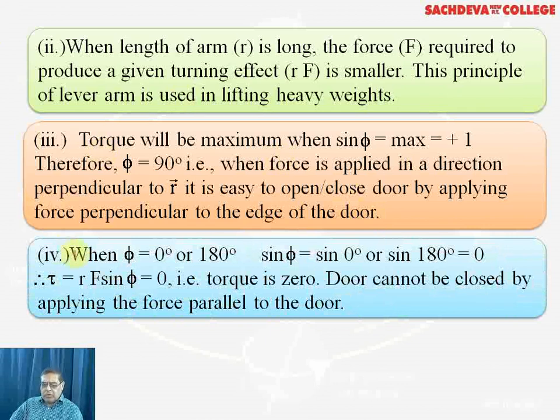Now, the fourth point is that if phi is 0 or 180 degrees, and we take the value of sine phi, that is sine 0 or sine 180, that will become 0. So, torque is equal to R F sine phi, and if phi is 180 or 0, the net value of torque will become 0. A door cannot be closed by applying the force parallel to the door.